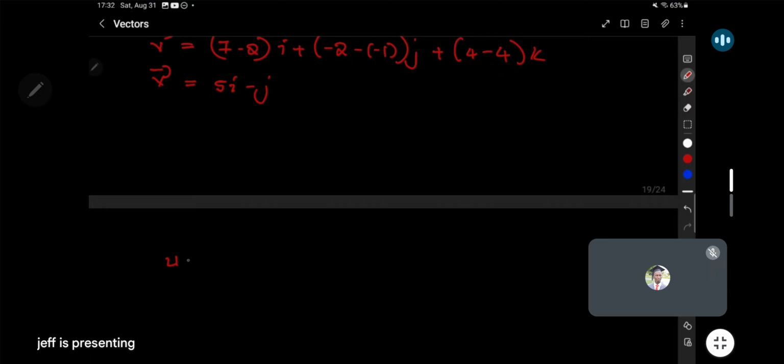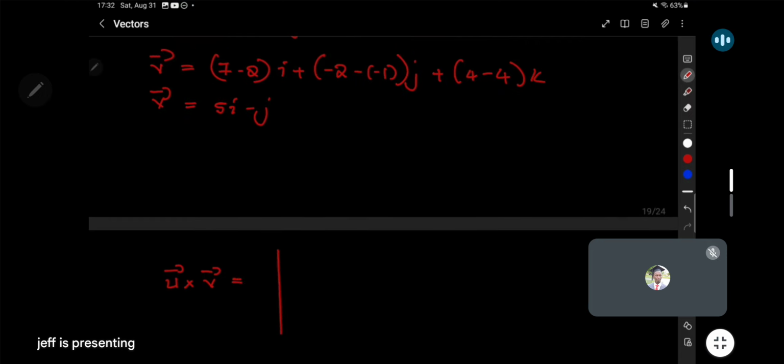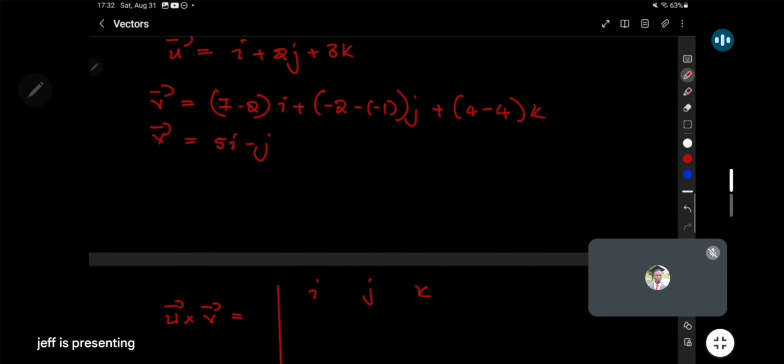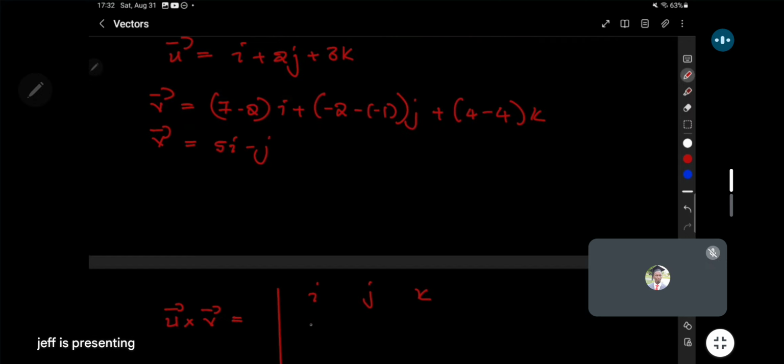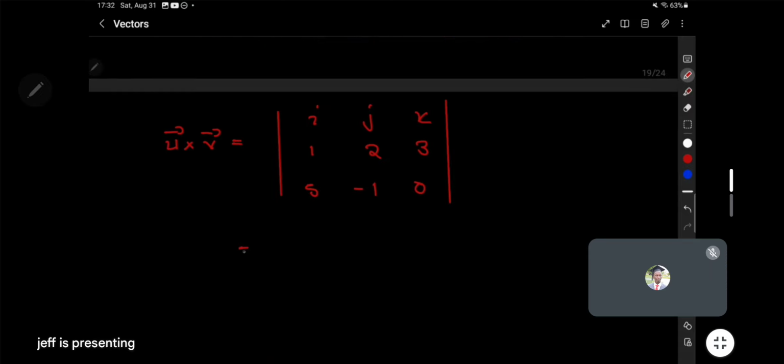First thing, we'll get the cross product of the two vectors. Again, we're using the determinant method, i, j, k. From u, we have 1, 2, and 3. From v, we have 5, minus 1, and 0. When we cross here, we get i. When we hold i, we have 2 times 0, that is 0, minus negative 1 times 3, that will be negative 3, which will make this positive 3.